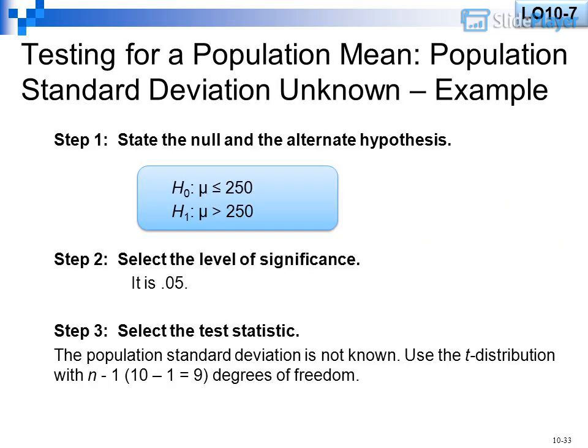LO10-7. Testing for a population mean, population standard deviation unknown. Example: Step 1, state the null and the alternate hypothesis. H0, mu less than or equal to 250. H1, mu greater than 250. Step 2, select the level of significance. It is 0.05. Step 3, select the test statistic. The population standard deviation is not known. Use the t-distribution with n minus 1, 10 minus 1 equals 9, degrees of freedom.